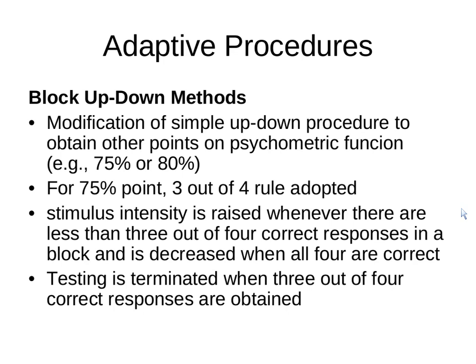So it would be stimulus intensity is raised whenever there are less than 4 out of 5 correct responses in a block, and decreased when all 5 are correct. So you can see it's just filling in the blank, changing the parameter slightly. And so then for that particular procedure, your stopping point is when 3 out of 4 are correct for the 75% point on the psychometric function, or if you're looking at the 80% point, it would be when 4 out of 5 correct responses are obtained.